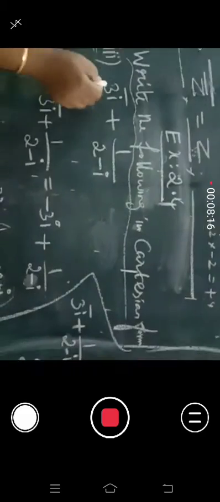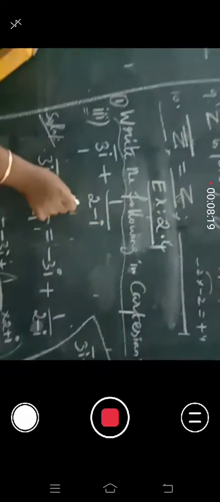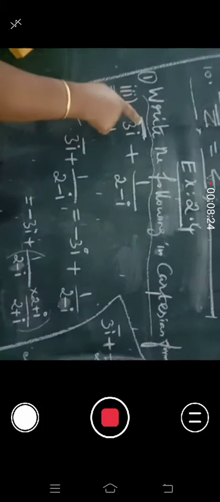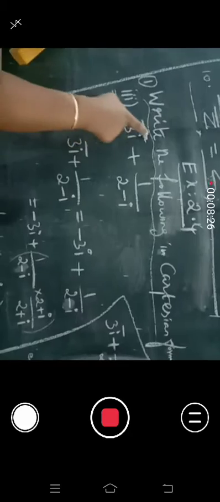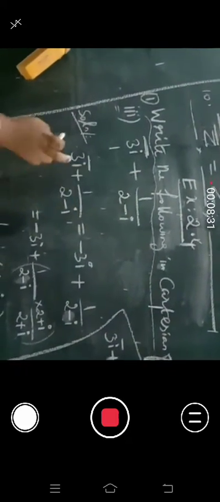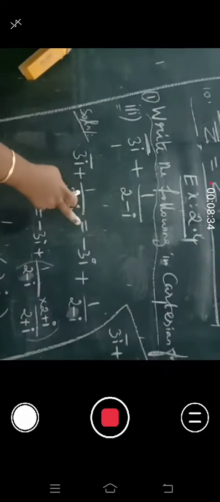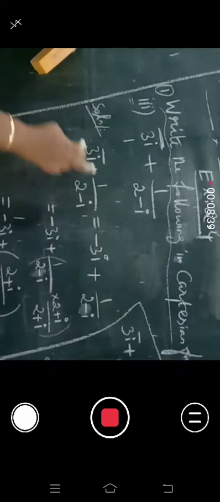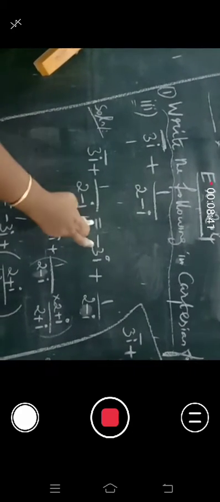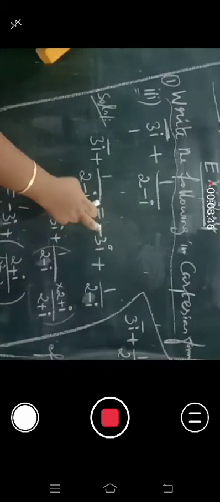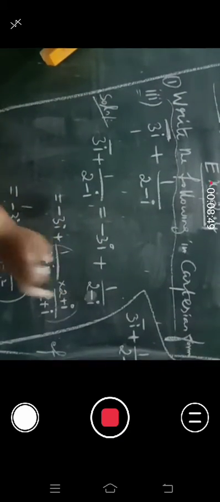Okay. Now, the first problem is 3i bar plus 1 by 2 minus i. See, what is bar? Conjugate. Good. 3i bar plus 1 by 2 minus i. So here there is no bar, just division form. First you write the conjugate of this. What is the conjugate of this? Plus 3i, so we have to write minus 3i. Replace plus i with minus, so minus i. Minus 3i plus 1 by 2 minus i.